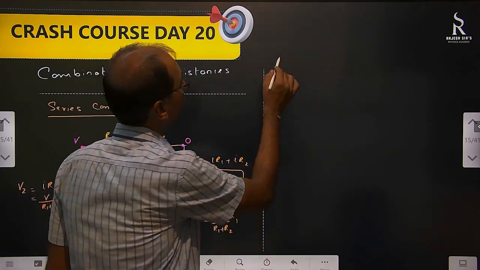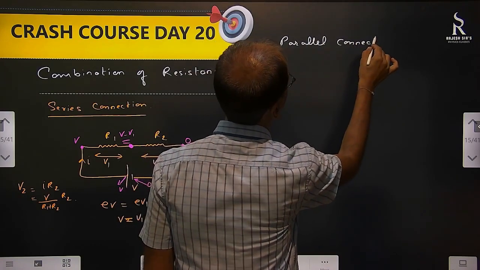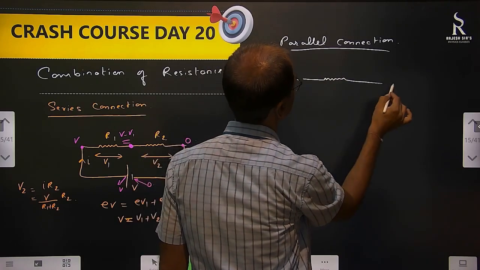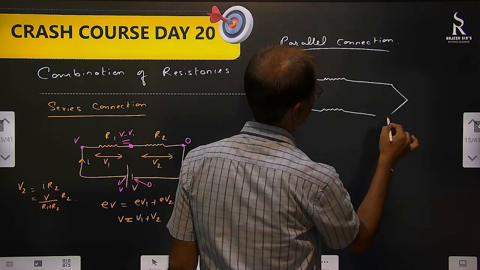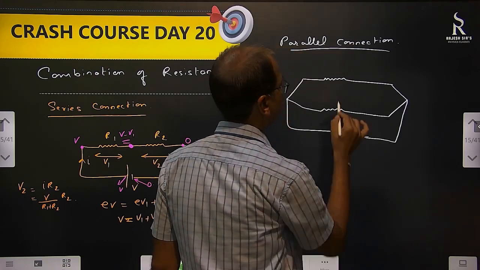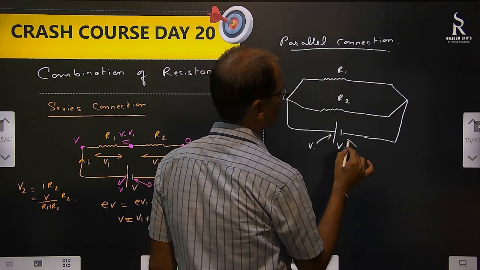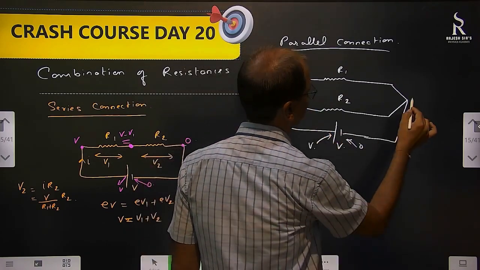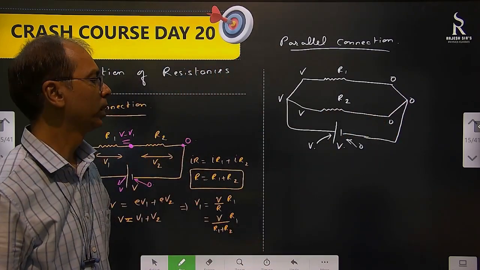Right. Let's see parallel connection. A parallel connection means the potential difference across the two resistors is the same. So the connection is something like this. Here is the battery, this is R1, this is R2. If we say this is V and this is 0, then here is V, here is also V, and here is 0, 0, 0. So the potential difference across both resistors is the same. This is called a parallel connection.